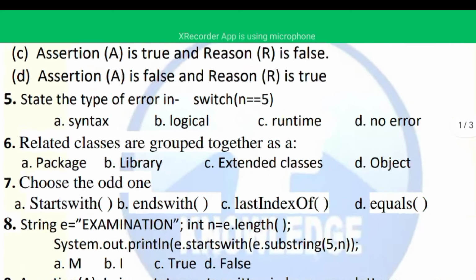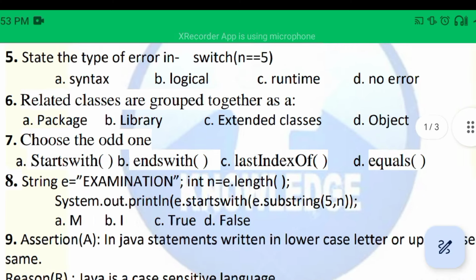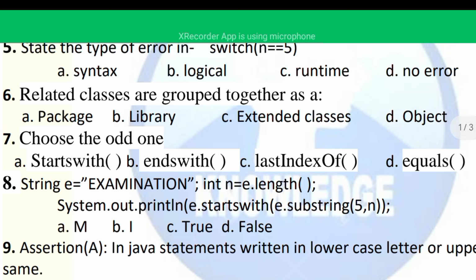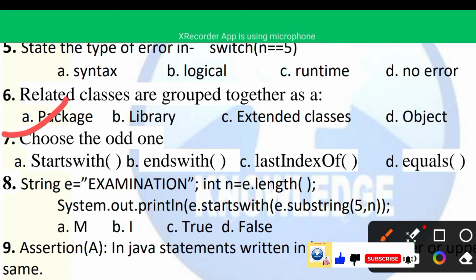Question number 5. State the type of error in this: switch n equal to 5. As we know, switch only accepts integer and character variables as an argument, so no relational operator can be used. So here it will be a syntax error. Now let's go to the 6th question. Related classes are grouped together as a package. The group of classes is known as a package.